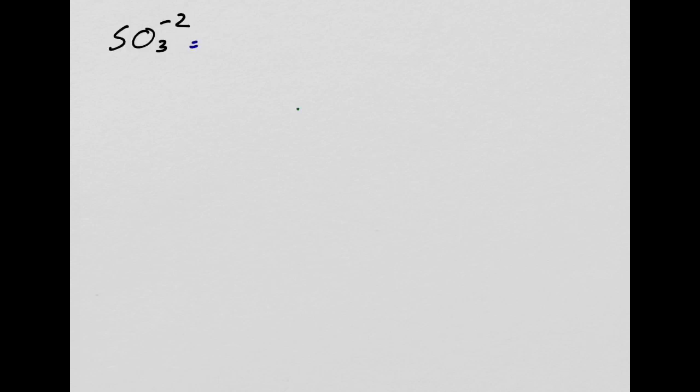Now, SO3 minus 2, what does minus 2 mean? Minus 2 means you gain 2 electrons. So 24 plus 2, I have 26 valence electrons. So I have more valence electrons. Now, the same as before, what goes in the middle? I'm going to put sulfur in the middle.